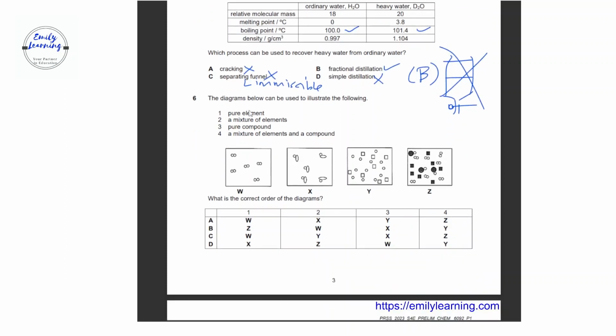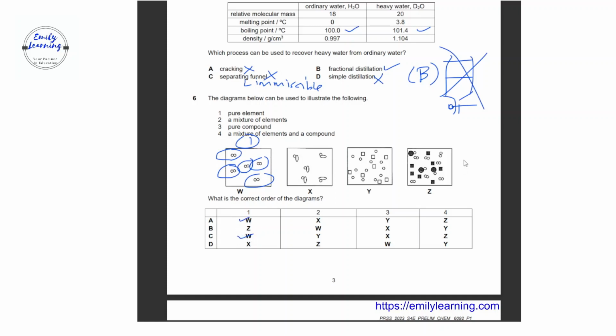Question 6. The diagram below can be used to illustrate the following: pure elements, a mixture of elements, a pure compound, and a mixture of elements and a compound. Okay, so next let's take a look at pure element. If you look at this, this is definitely a pure element because each molecule is made of the same type of atom. So this is definitely an element. So W is an element. So A and C are correct.